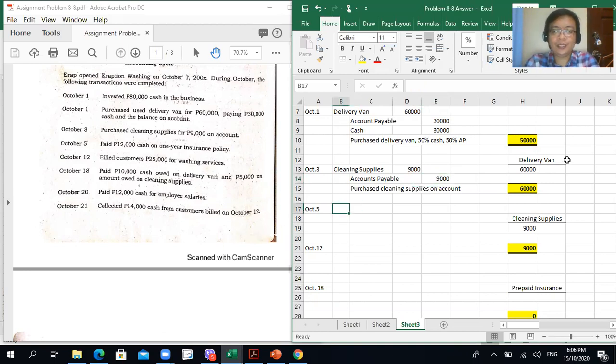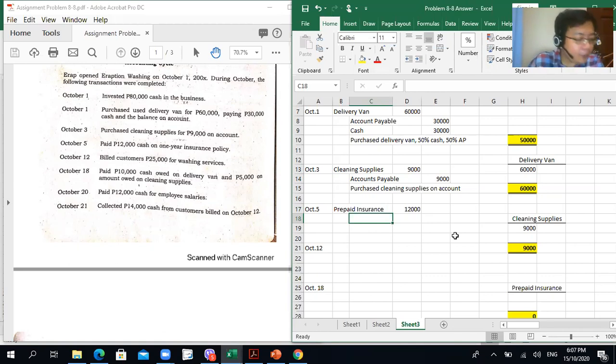So it is called, anyone? Prepaid insurance. Very good. It is called prepaid insurance. Why prepaid? Again, you pay it in advance. That's why it is a prepaid insurance. So what is the amount? 12,000. Take note of October 5, kasi later we will adjust it, no? Because it is part of the adjustment.